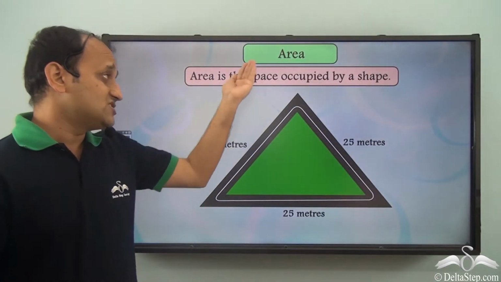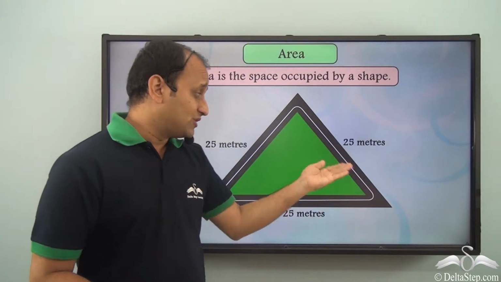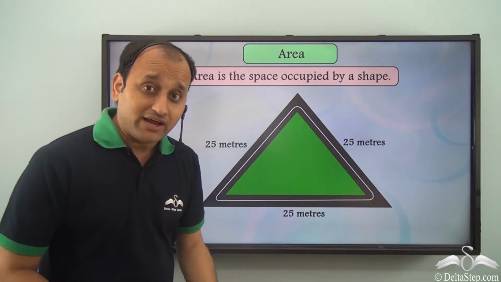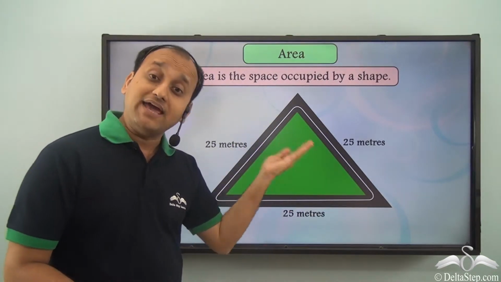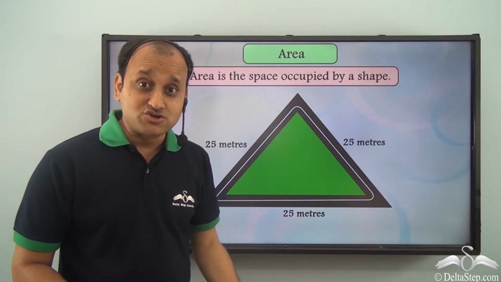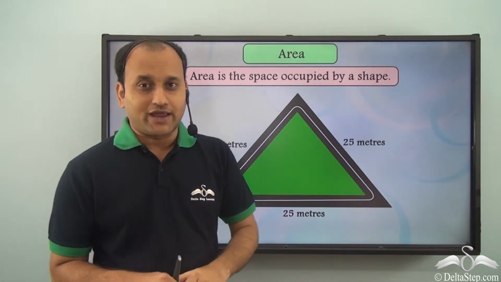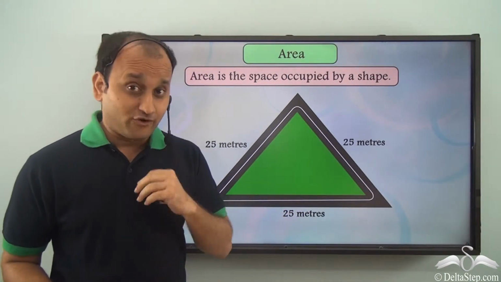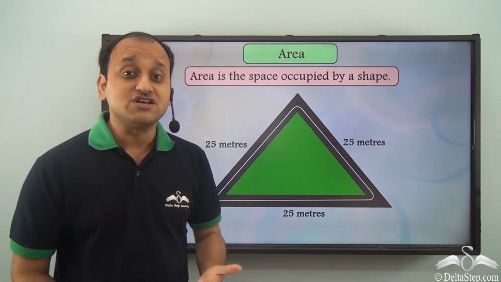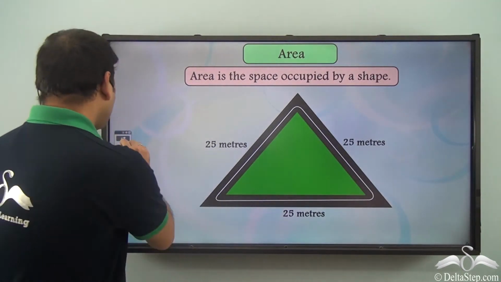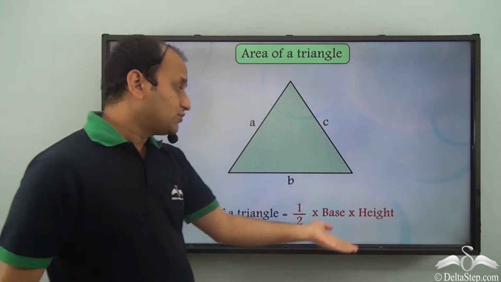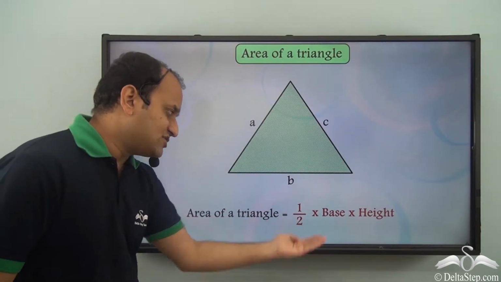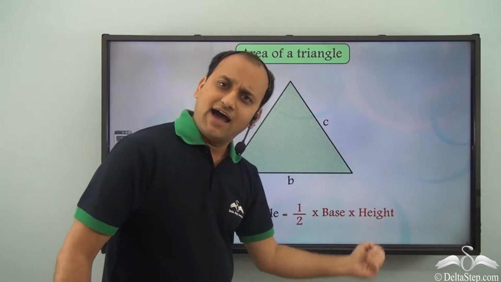So, what exactly is area? Well, area is the space occupied by a shape. So, in this case, we have a triangle and we need to calculate the space occupied by this triangle, or we need to calculate the area of this triangle. Now, how do we calculate area of a triangle? Well, for that, we have a specialized formula. And the formula to calculate area of a triangle is half into base into height.